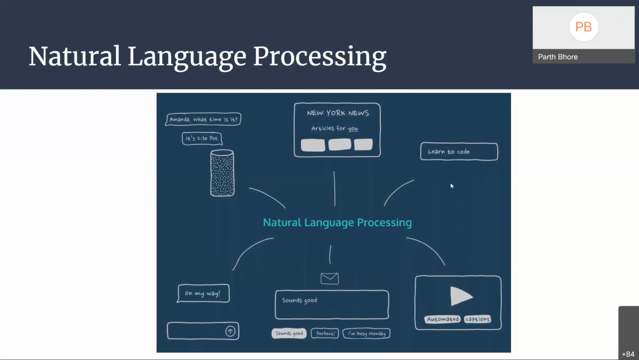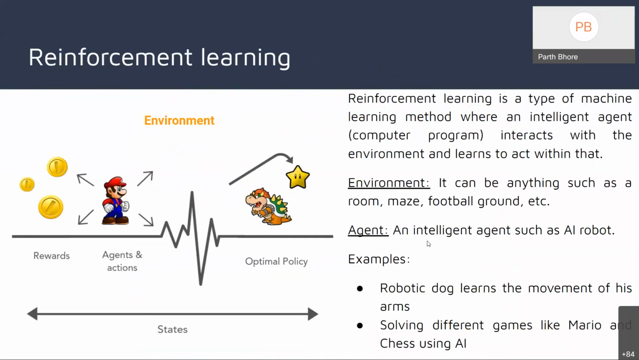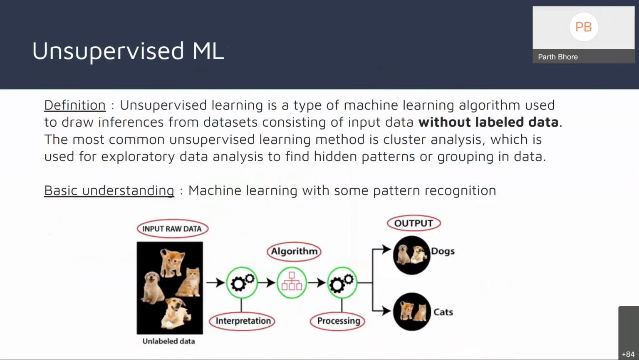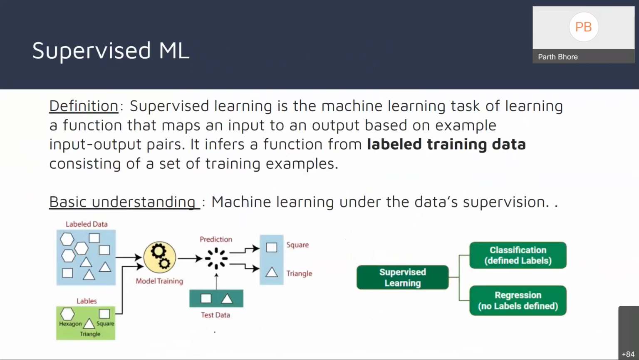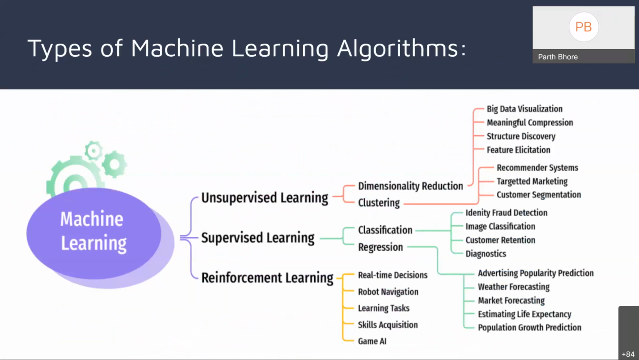So we just saw different uses of NLP here. We saw NLP, computer vision, reinforcement learning, supervised learning, and unsupervised learning. These were the different algorithms here. You can see unsupervised, supervised, reinforcement learning.